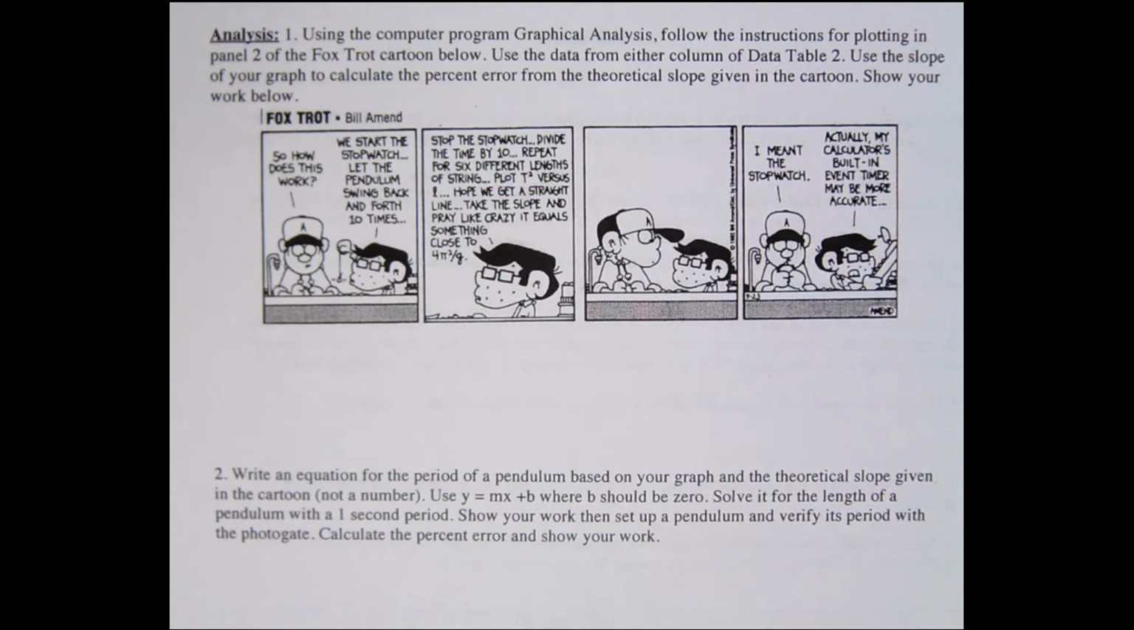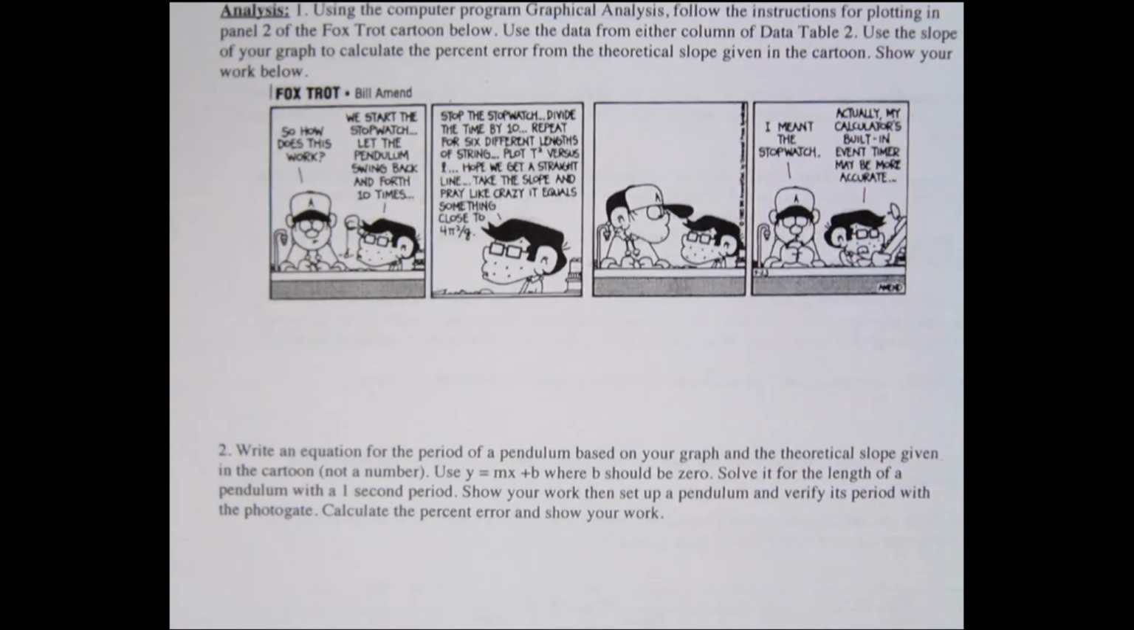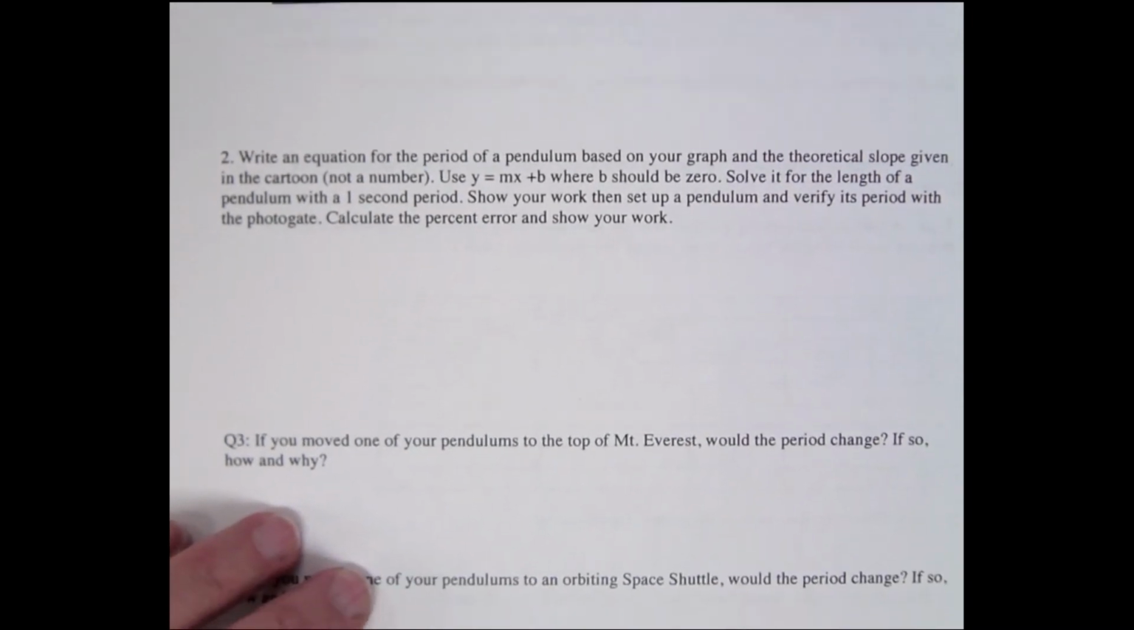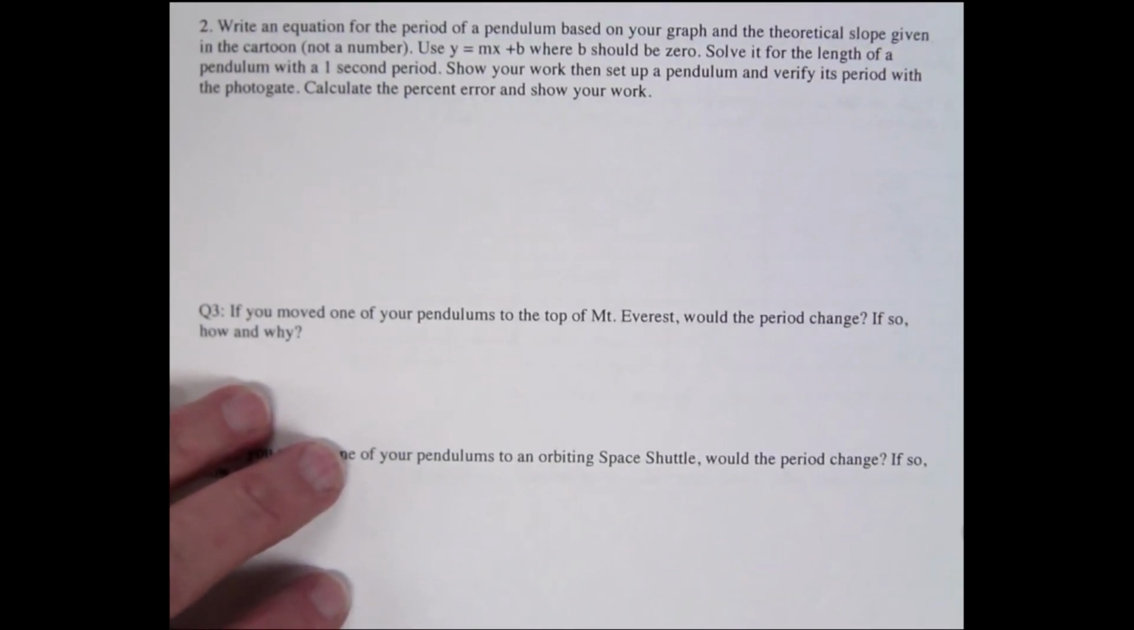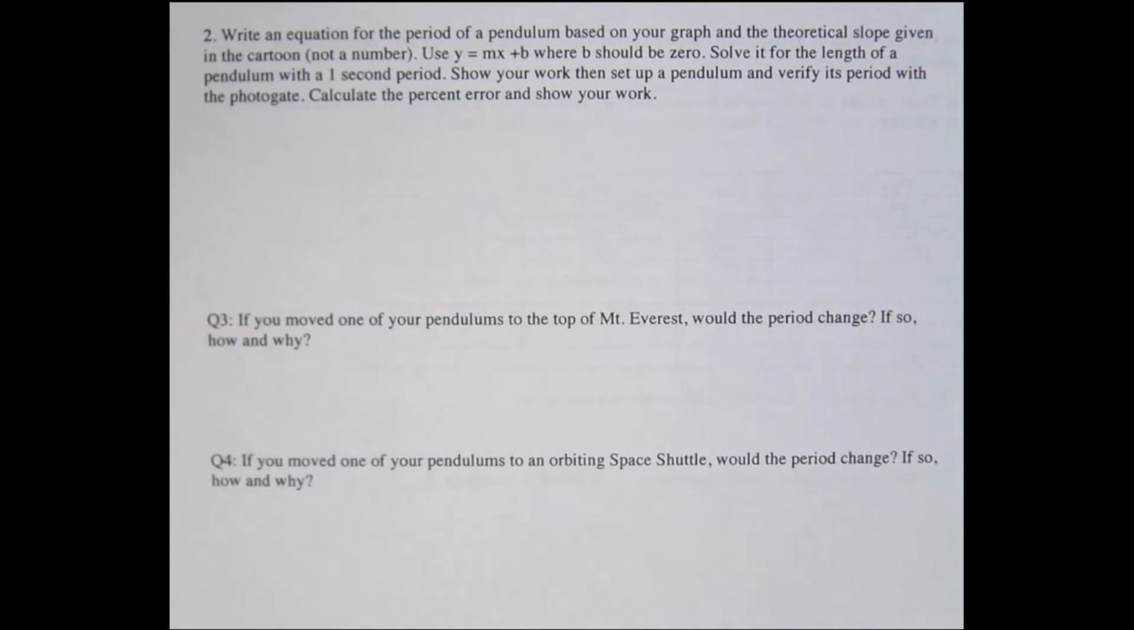Then you're asked to write an equation for the period of a pendulum. And the key thing here is the theoretical slope. Based on the graph, we can start with y equals mx plus b, and that's what you should do if you're showing your work. On your graph, what was y? It was period squared. And then what was x? Well, it was L.